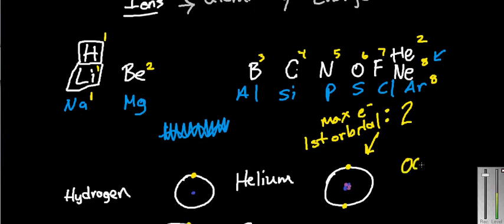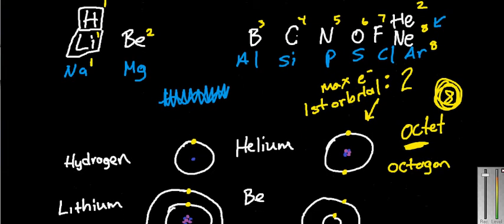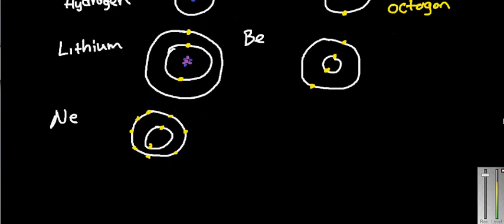And you might have heard of this. This is called the octet. So octet, coming from, if you know what an octagon is, it has 8 sides. So they're all trying to get to this big 8, the big powerful 8 number of electrons.